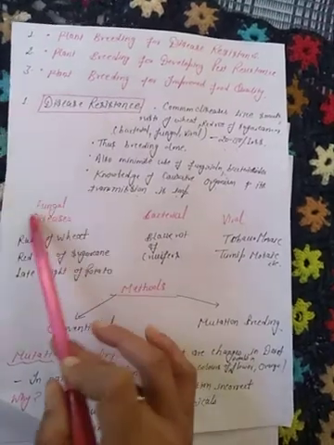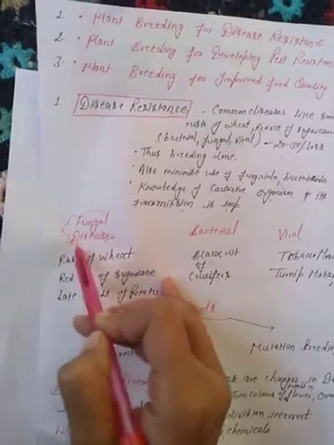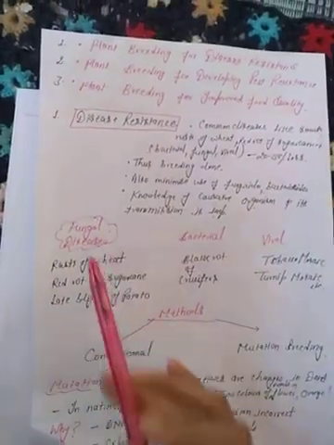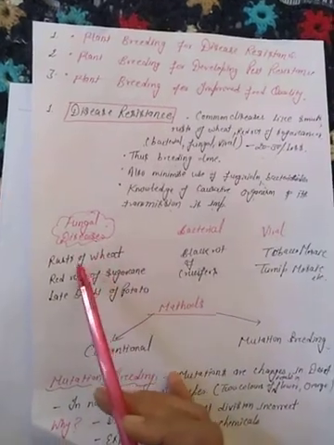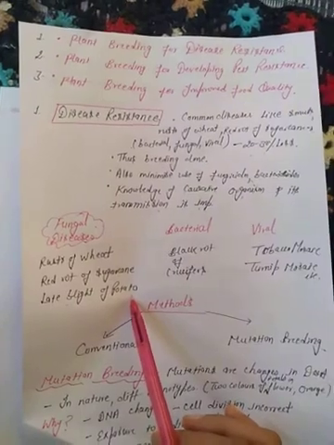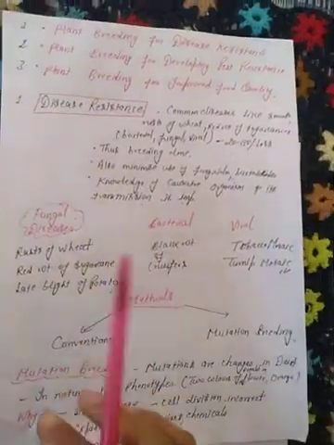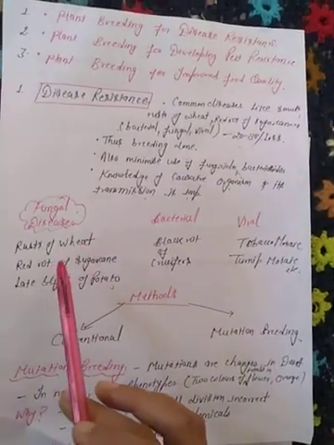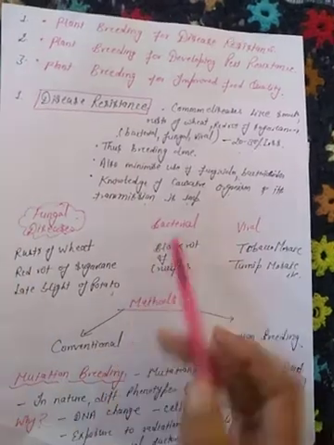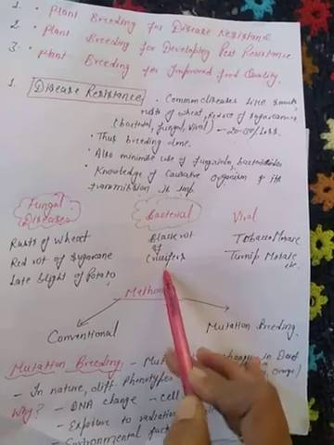Fungal diseases means the common fungal diseases which you have noticed even in the plants. They are the rust of wheat, red rot of sugarcane, late blight of potato. At least you should learn all these. Endless list is there, but at least the terms which are given in NCERT, you should do each and every particular term. Bacterial one, black rot of crucifers.